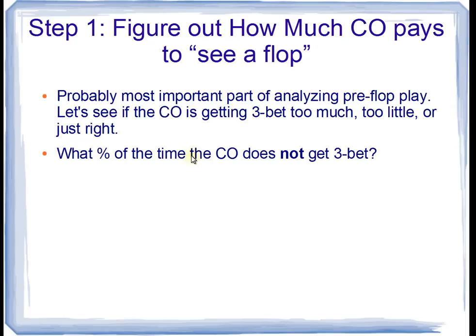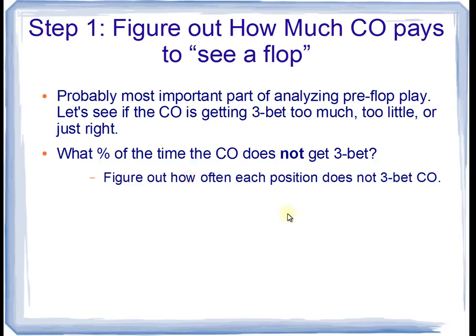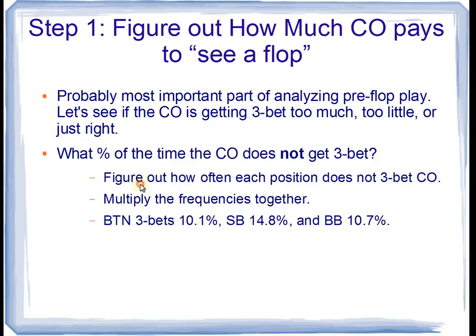So let's first start by figuring out what percentage of the time the cutoff does not get 3-bet. It sounds like a really easy mistake to make is to just add up all the 3-bet percentages and assume that's how often the cutoff gets 3-bet. It doesn't work that way because then you can double count the times for both the button and the big blind with 3-bet if given the opportunity. So in order to start figuring out how often the cutoff gets 3-bet, we have to first figure out how often the cutoff is not 3-bet. You'll see in just a second. So figure out how often each position does not 3-bet the cutoff and then multiply the frequencies together.